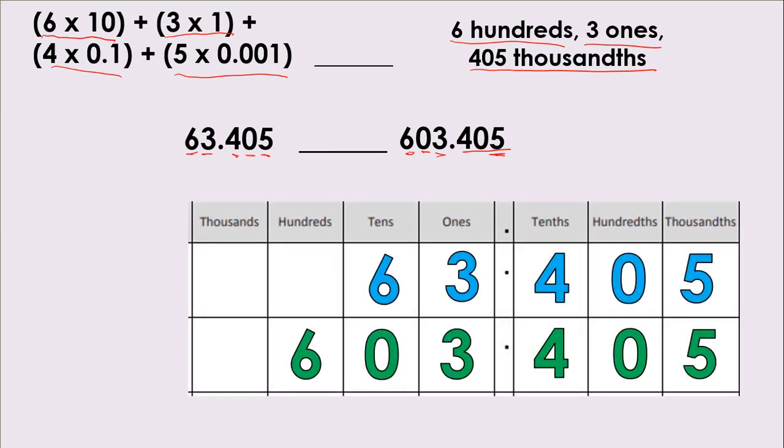We're going to start by comparing the biggest place values. In that case, this is the hundreds place. But in our first number, there's no hundreds. So what we can do is put 0 hundreds in the hundreds place. Now we can compare 0 hundreds to 6 hundreds. We can see 6 hundreds is already bigger, so we know 6 hundred 3 and 405 thousandths is our bigger number.